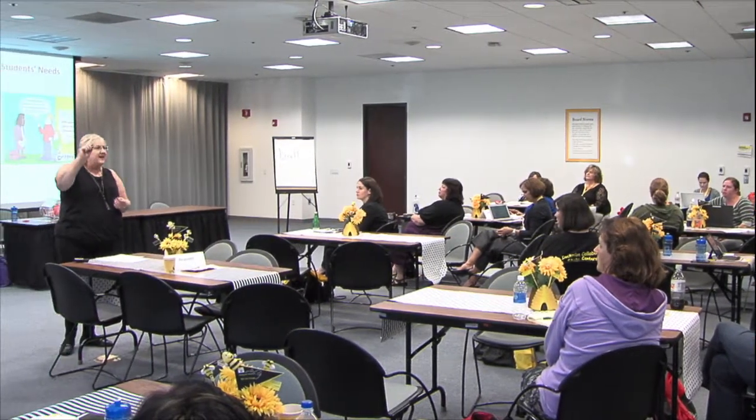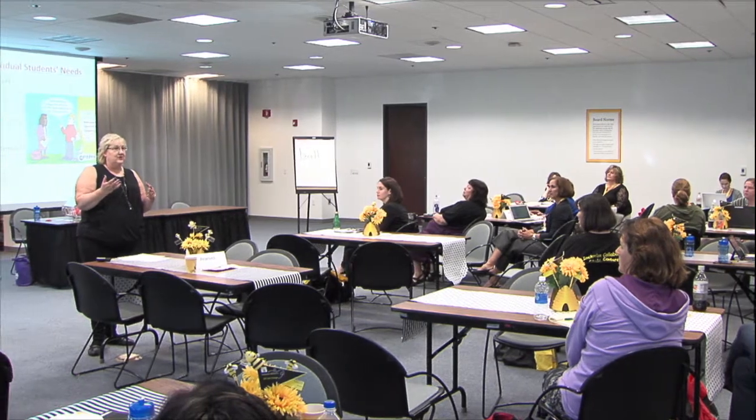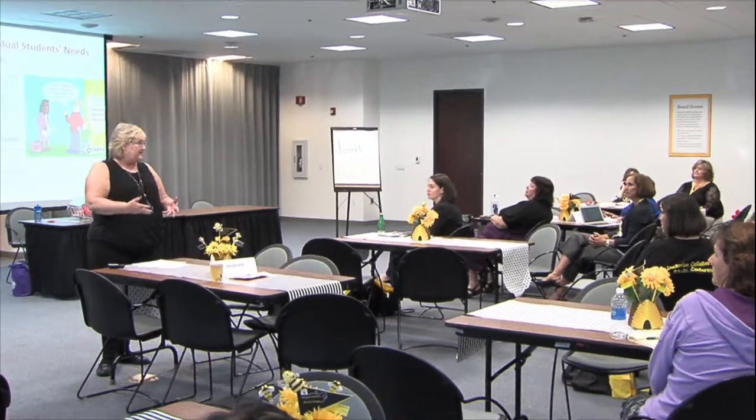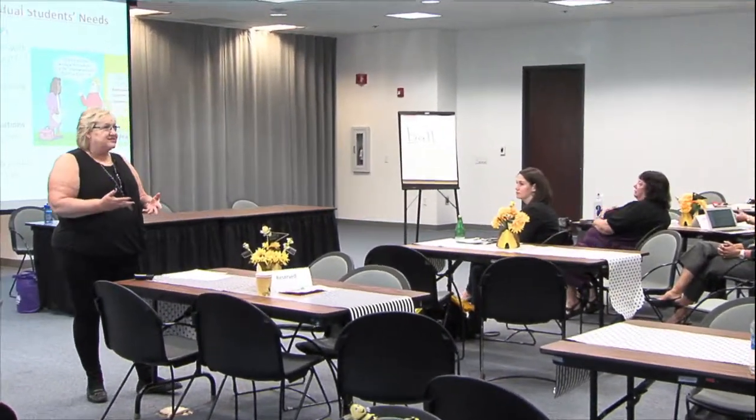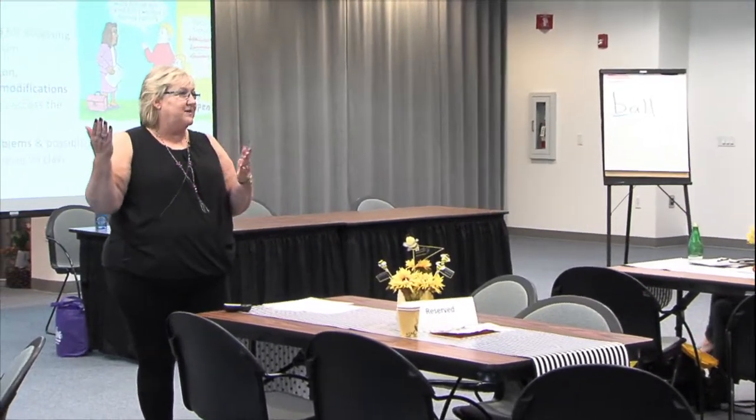So what she's saying is the accommodation might be that all the kids have the sequence of the story written out, and then maybe they have lines, or they put numbers next to it to say this is the first thing that happened, this is the second thing that happened, this is the third thing that happened. And a modification might be where they only have two. Let's say that for the kids that have the accommodation, there are seven steps to the story. But for a kid who's got a modification, maybe it's only two.